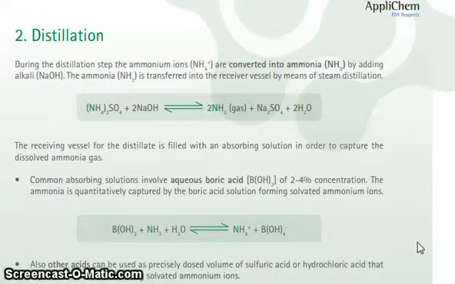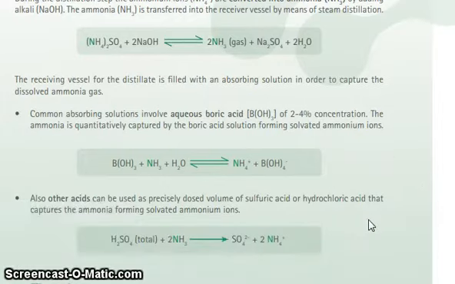So what happens in distillation? During the distillation stage, the ammonium ions are converted into ammonia by adding alkali. The ammonia is transferred into the receiver vessel by means of steam distillation. So ammonium sulfate reacts with sodium hydroxide, it gives ammonia gas, sodium sulfate, and water.